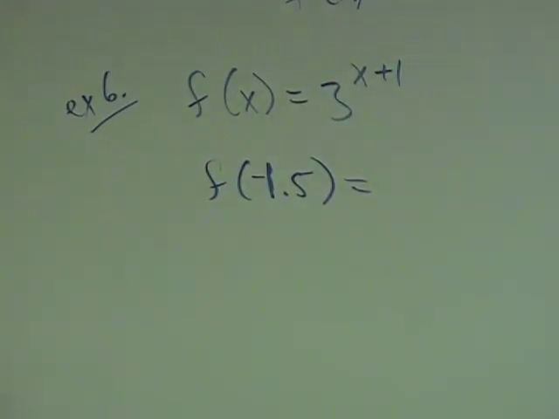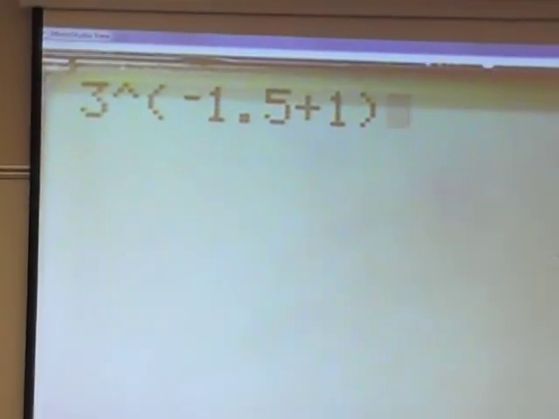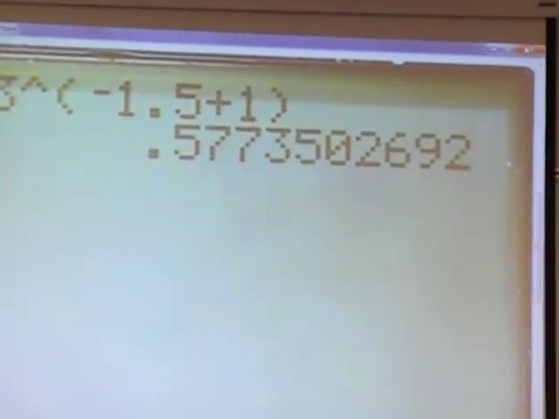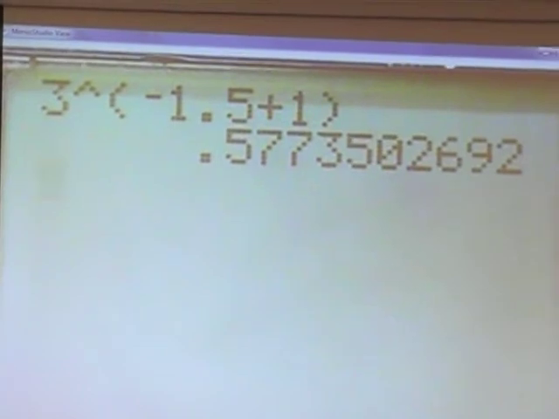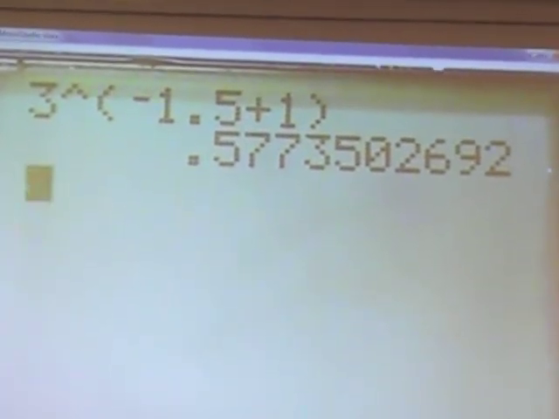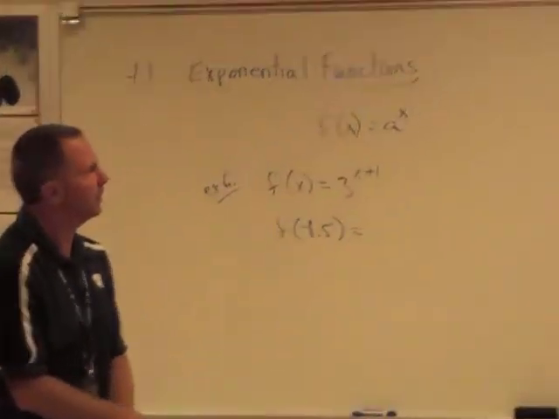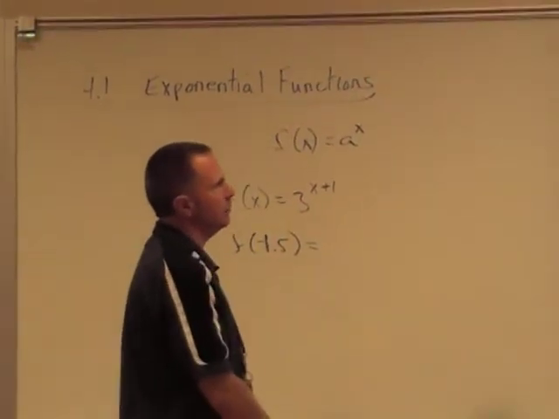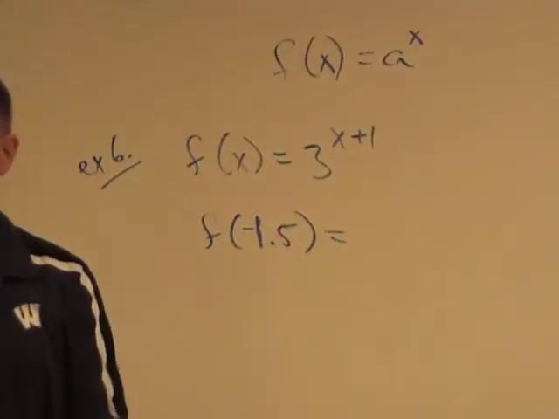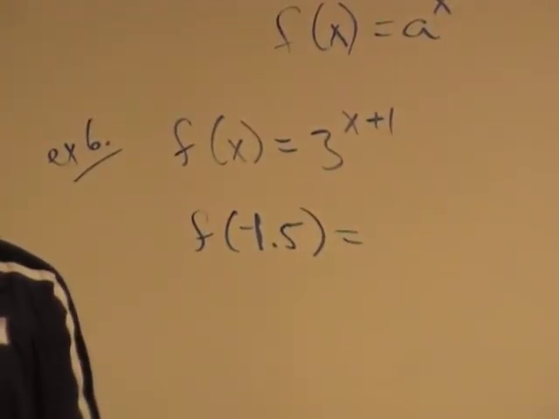So this is what you should do for the first one. You have 3 raised to the, and it's a group of things, so we need our grouping symbol, negative 1.5 plus 1. Everybody put that in, and you should get 0.5774. Okay? Make sure you can do this. I need to know that you can do it. So I'm putting it up there so that you can see that you're doing it correctly. This is all the basic stuff. I need to make sure you can use your graphing calculators.